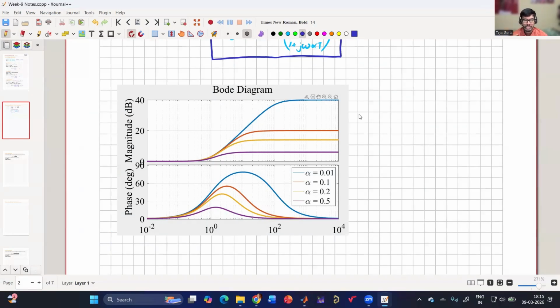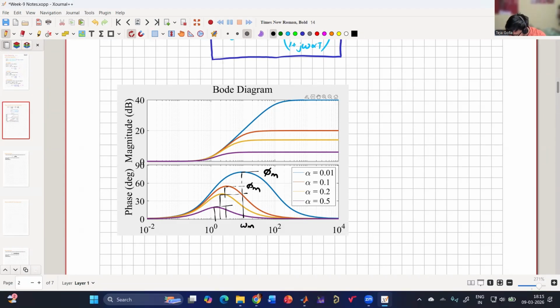Depending upon the alpha, the maximum phase boost it can provide is varying, and also the frequency at which it is happening is different. So we are calling this maximum phase as phi m, and then omega m is the frequency at which this phi m is happening. Similarly, this is its phi m, and this is its omega m. Similarly, this is its phi m, this is its omega m. And as we can see, this phi m and omega m both are dependent on alpha.